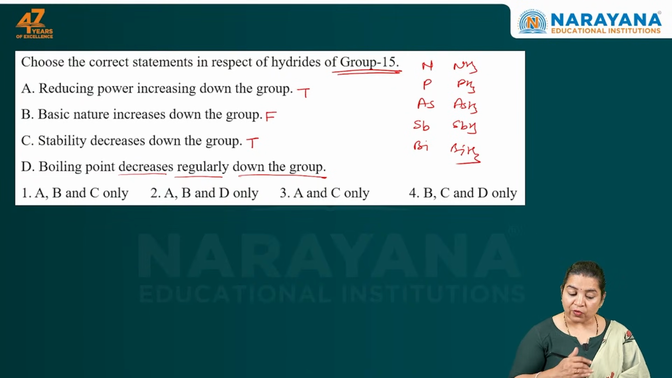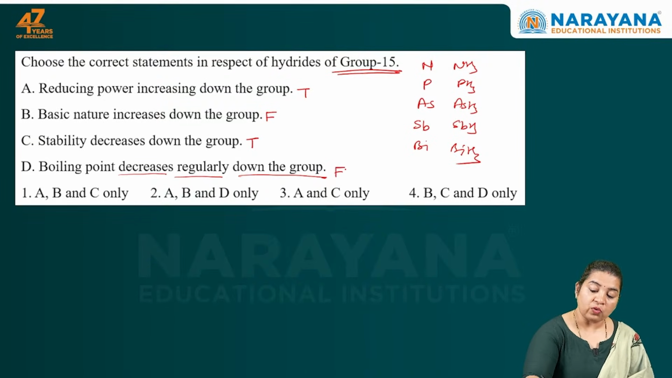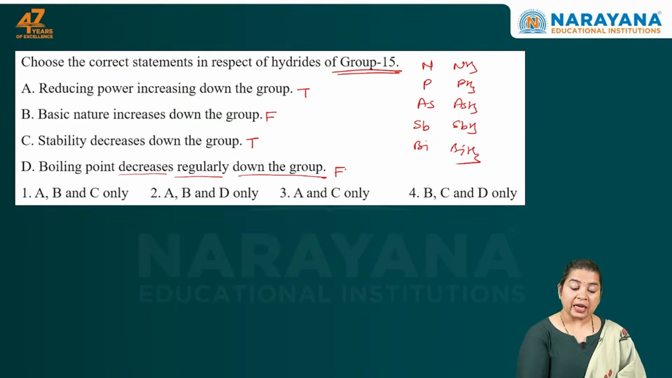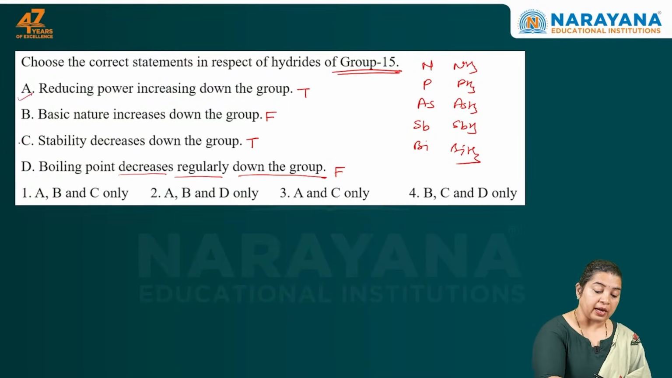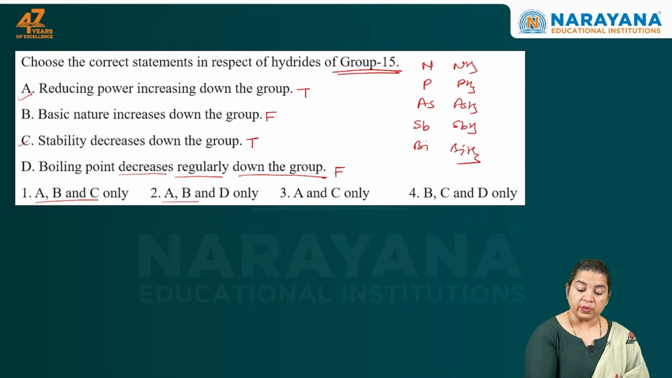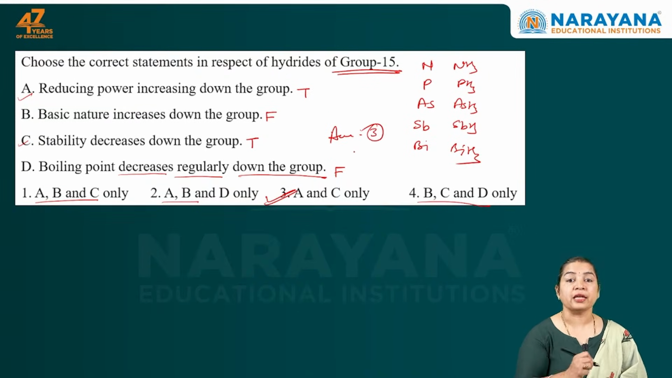So, that is a false statement. Now, let us see the correct statements. We are left with A and C. Searching for the option with A, B, C: no, B is not there. So the answer is option number 3.